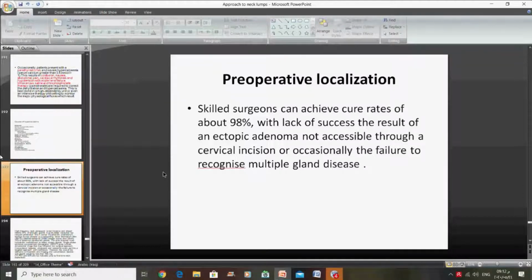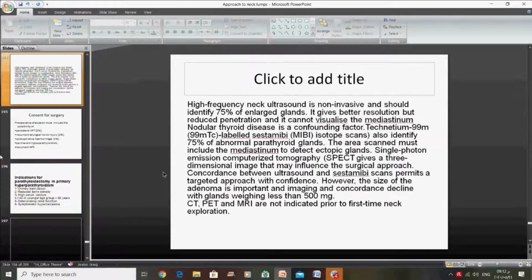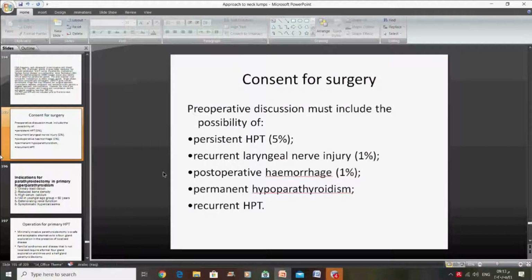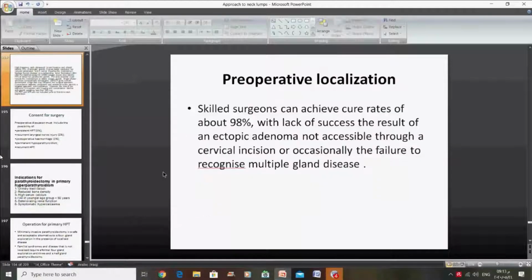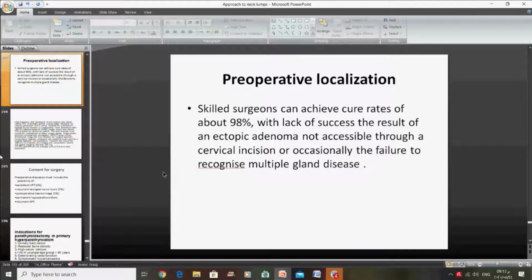Preoperative localization. Skilled surgeons can achieve cure rates of about 98%, with the lack of success the result of ectopic adenoma not accessible through cervical incisions, or occasionally the failure to recognize multiple gland disease. What does that mean? The 2% where the operation sometimes fails is due to what? The adenoma may be, as I told you, in the superior mediastinum, an ectopic thyroid gland present in that place, or the surgeon removed only one gland thinking it is a single parathyroid adenoma, while the disease may be more than one adenoma, or due to hyperplasia affecting all four glands.